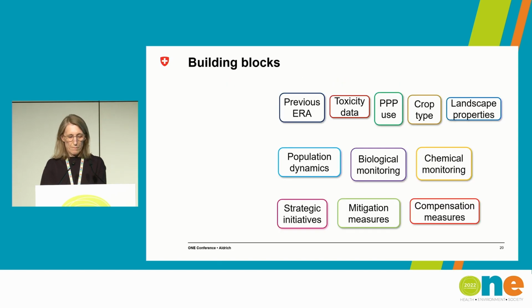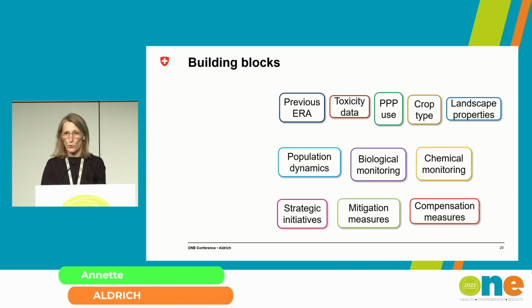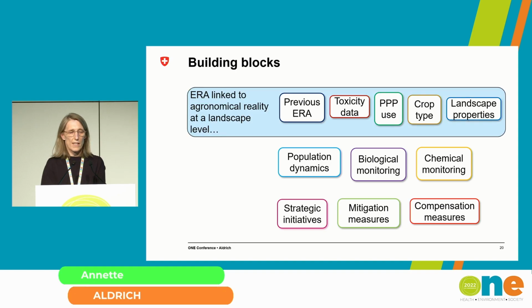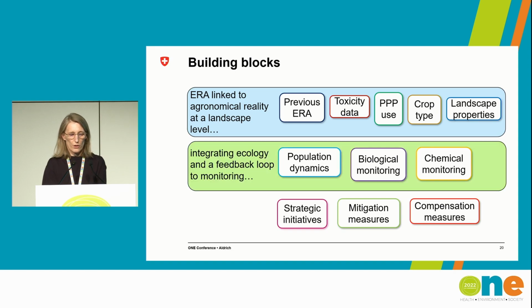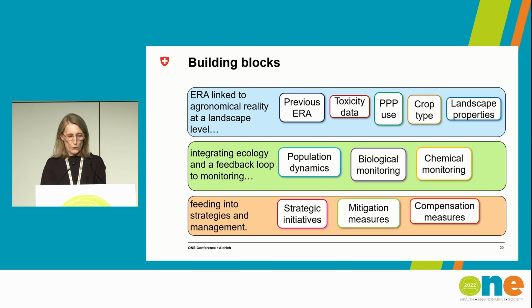So to summarize, these limitations I just presented to you can form the building blocks for a new systems-based approach. They can be put into a storyline which describes the next generation risk assessment, which is an environmental risk assessment linked to agronomical reality at a landscape level, integrating ecology and a feedback loop to monitoring, and the output should feed into strategies and into the management.